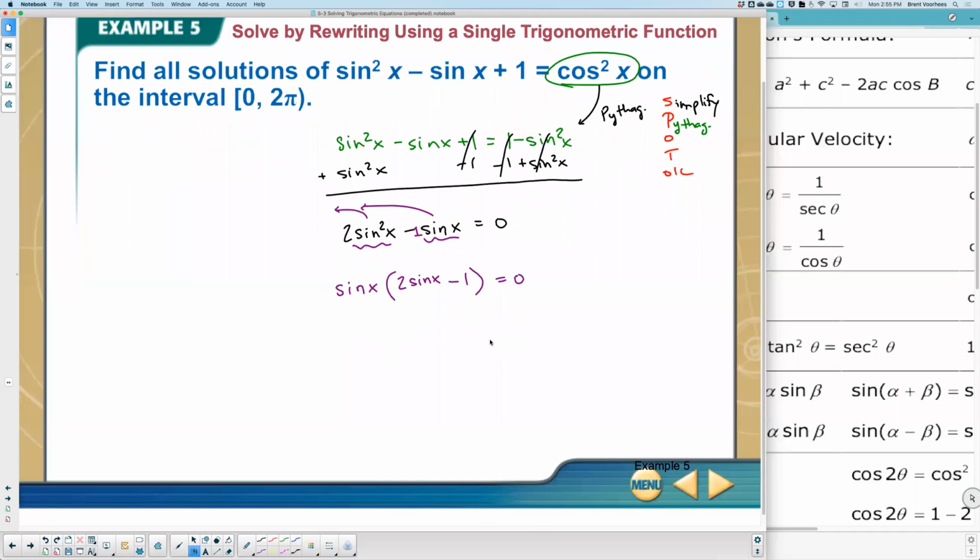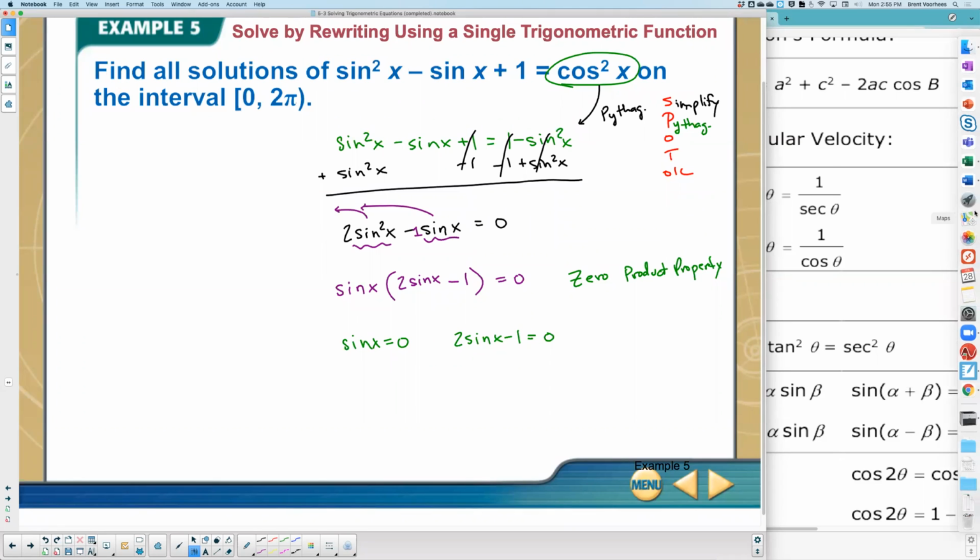And now I can do the zero product property. And so I'll say that sine x equals 0 and 2 sine x minus 1 equals 0. Sine x is y divided by h. And over here, I would need to add the 1 and then divide by 2.